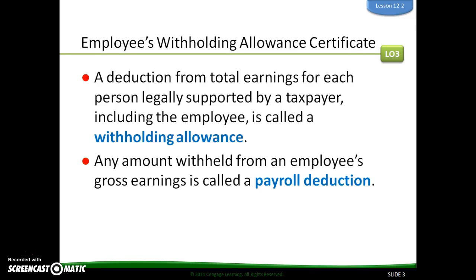An employee fills out a form that we commonly refer to as a W-4. That is the withholding allowance certificate, and this is where employees elect how much money they would like to have withheld from their paychecks based on where they feel their taxable situation will be at the end of the year. So a deduction from total earnings for each person legally supported by a taxpayer is called a withholding allowance, and any amount withheld from an employee's gross earnings is called a payroll deduction.